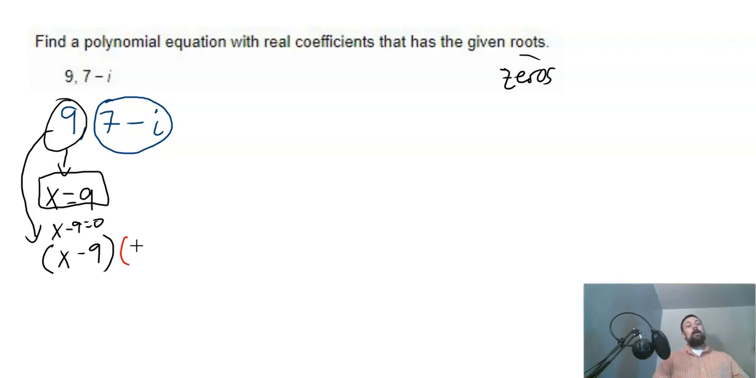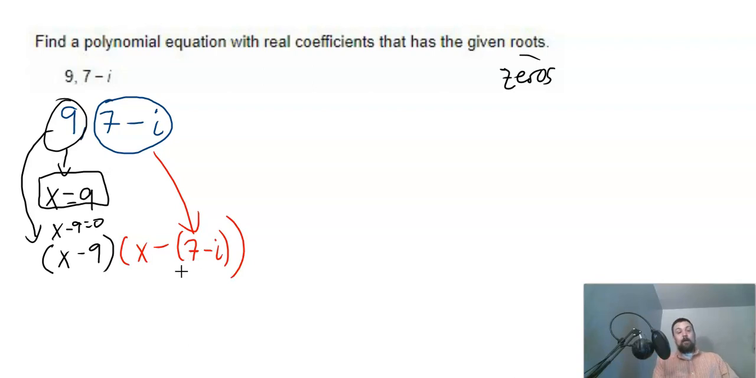So if I want this to be a root, a very common mistake I also see on the test is students do not put an x in the factor. They just put 7 minus i in the parentheses. But it has to be x minus this number, 7 minus i. And because it's a complex number with two terms, I'm going to put that in parentheses, right? I'm not doing anything different here than I did over here. I'm taking this number and taking x minus that number to create my factor. That's exactly what I'm doing with the 7 minus i.